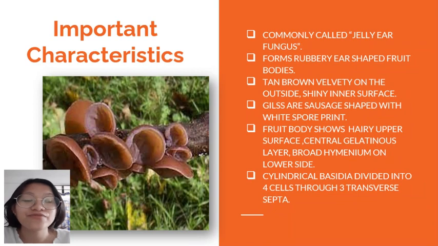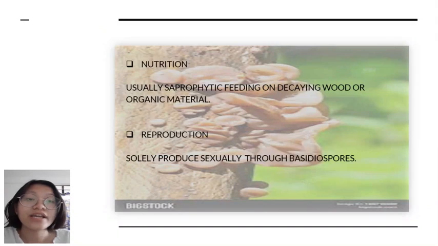ear-shaped fruit bodies, which are brown velvety on the outside and shiny on the inner side. The gills are sausage-shaped with white spore print. The cylindrical basidia is divided into 4 cells through 3 transverse septa. They are usually saprophytic, feeding on decaying wood or organic material, and they also solely reproduce sexually through basidiospores.